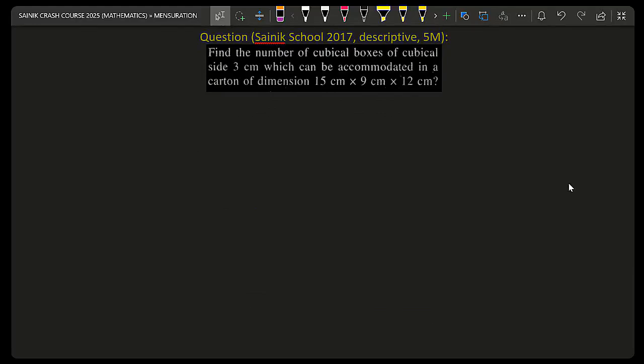Neeraj, can you read the question again? Find the number of cubical boxes of cubical side 3 centimeter which can be accommodated in a carton of dimension 15 centimeter into 9 centimeter into 12 centimeter. You have to call it by, not into, because these are dimensions, no? 15 centimeters by 9 centimeters by 12 centimeters, you have to call. Yes, sir.